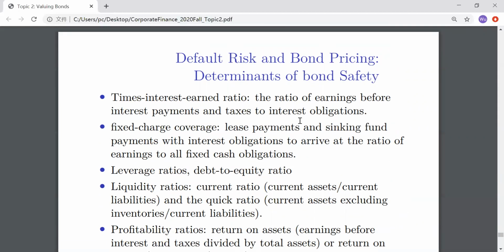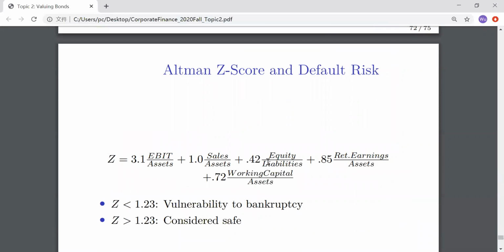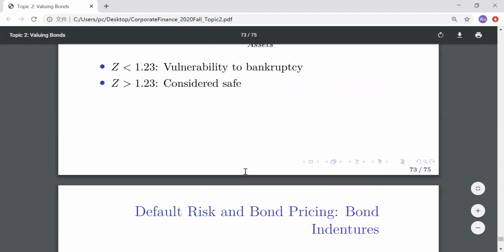And here we have listed different kinds of factors that can affect the default risk. You can take a look. This is another commonly used score called the Altman Z score that reflects the default risk. If the score is lower than 1.23, that tells you the firm is vulnerable to bankruptcy. Otherwise, the firm is healthy. So in general, these factors are quite intuitive. If the firm is profitable, has high asset turnover, has high working capital, they all reflect the fact that the firm is in good financial health.